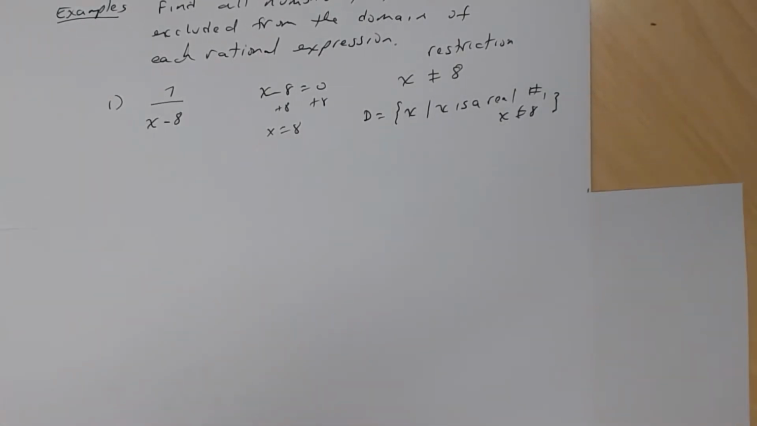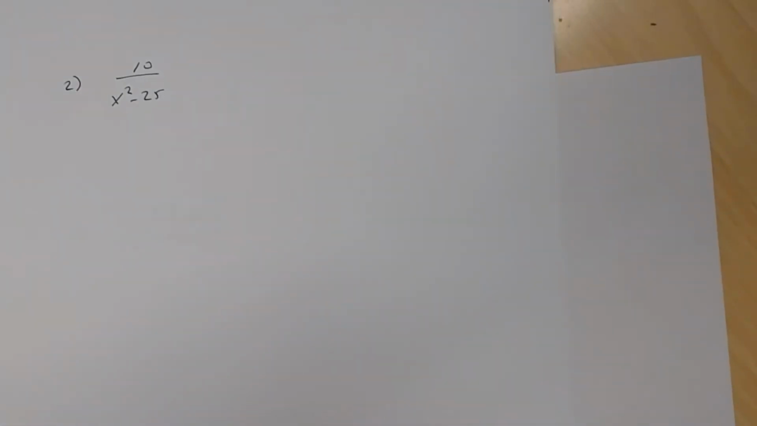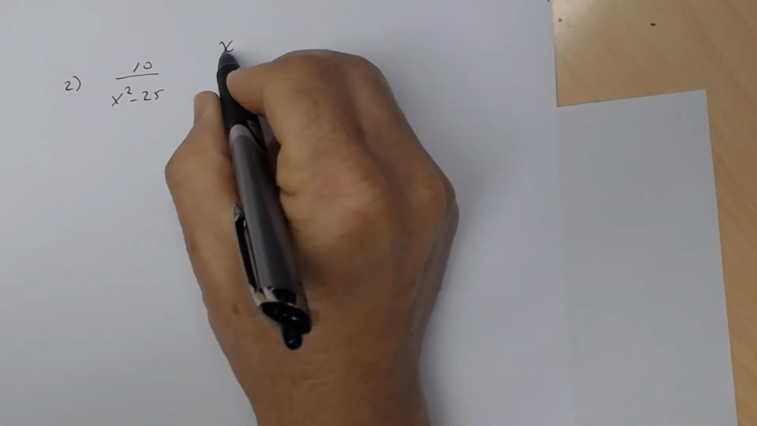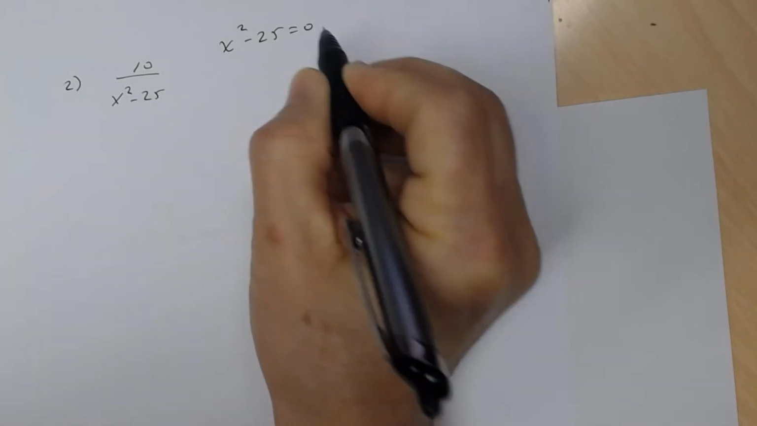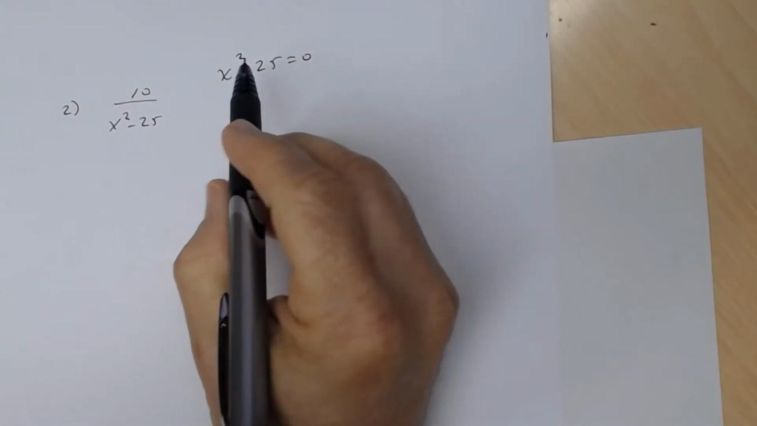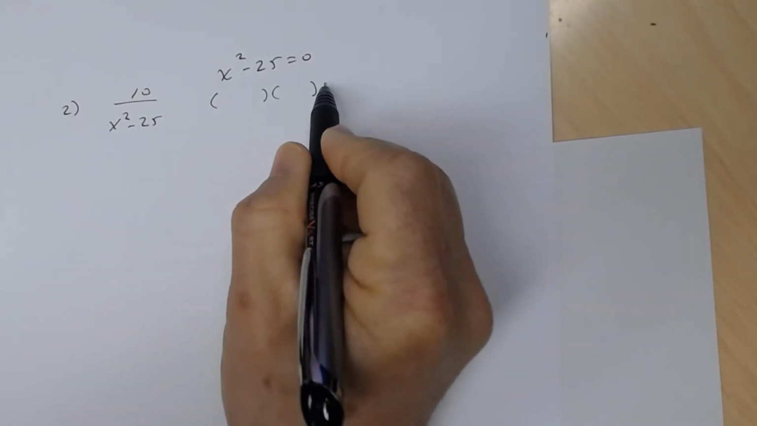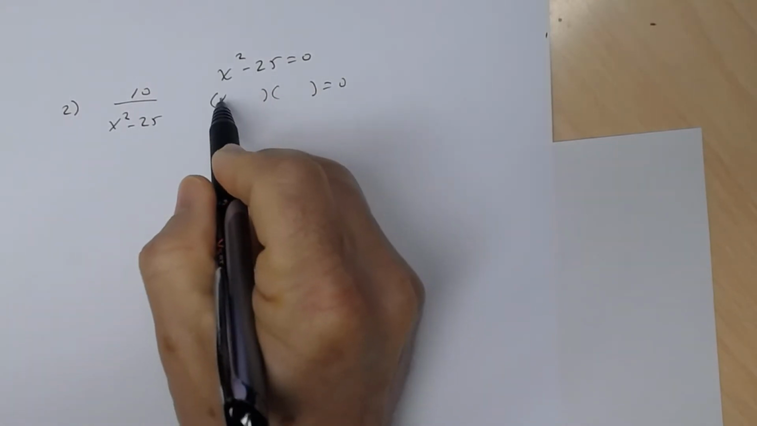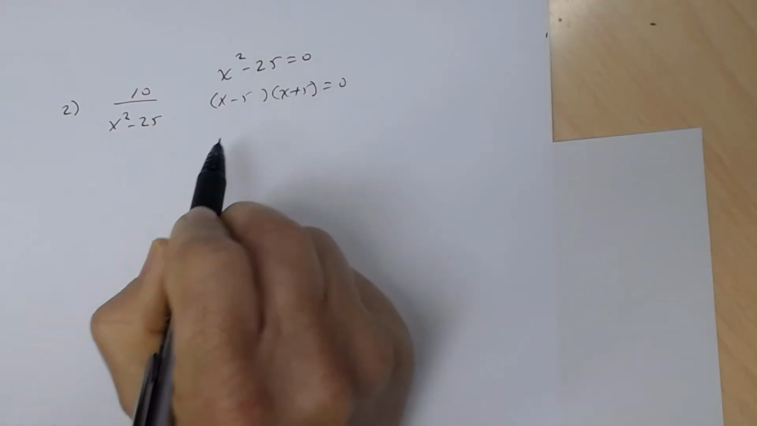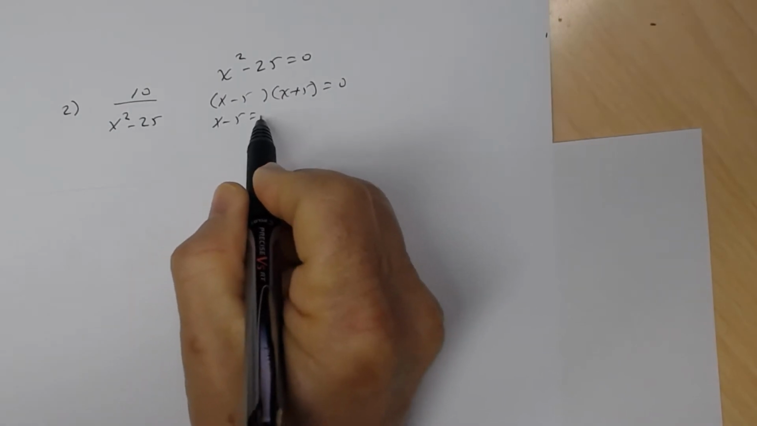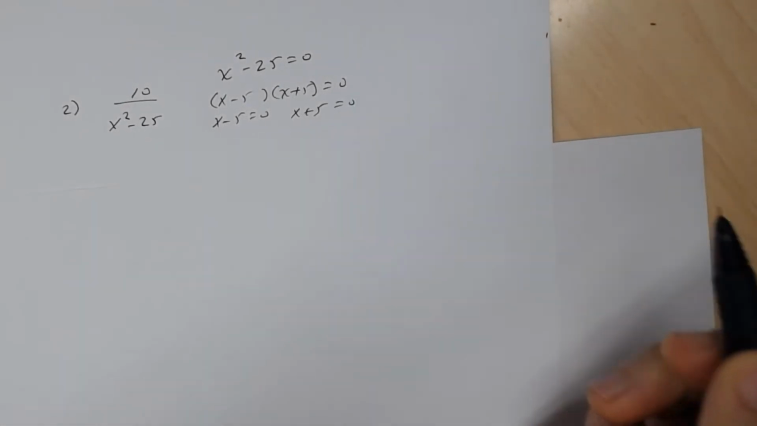All right, now let's look at the next one. You have 10 divided by x squared minus 25. All you have to do in this case, remember, is just look at the denominator. So you're going to set the denominator equal to 0: x squared minus 25 equals 0. Notice that this is a quadratic equation, so you are going to have to factor. Remember, this is the difference of two squares. So you're going to say x minus 5, x plus 5, and then set each of these factors equal to 0. So x minus 5 equals 0, x plus 5 equals 0.